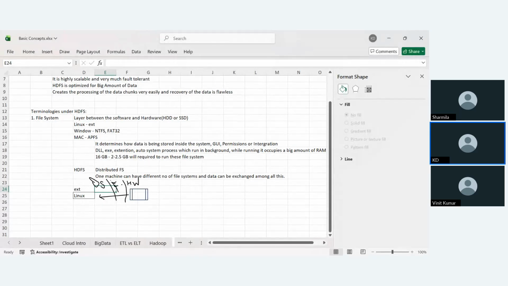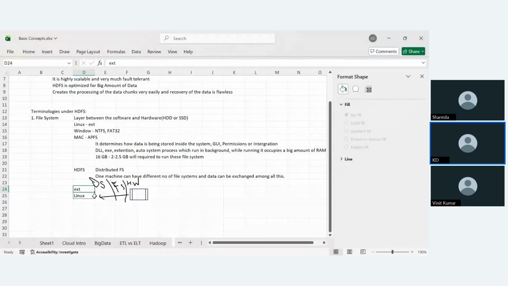So for example, let's suppose you have a Linux system and you are connecting a pen drive. It automatically opens all the details in the pen drive in the manner it is designed inside Linux, right? So the hardware adopts the file system defined inside Linux.